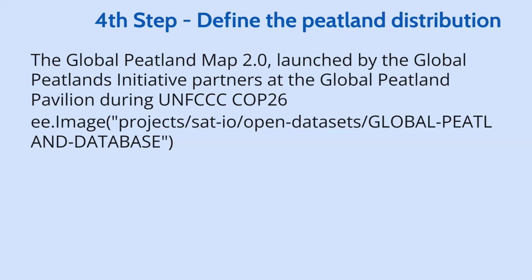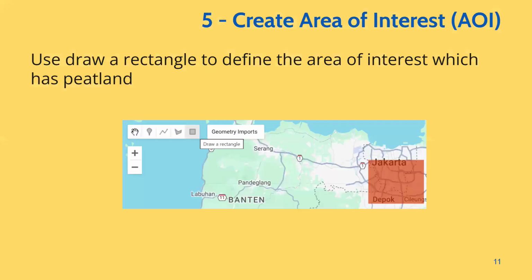After we already have the repository and file, then we define the area of interest. Today we'll talk about peatland. We use the global peatland map data from the UNFCCC, and then we visualize it, and then we choose the area of interest for the peatland area that we want to analyze. After we choose the peatland area, we define the area of interest using the rectangle button on Google Earth Engine.